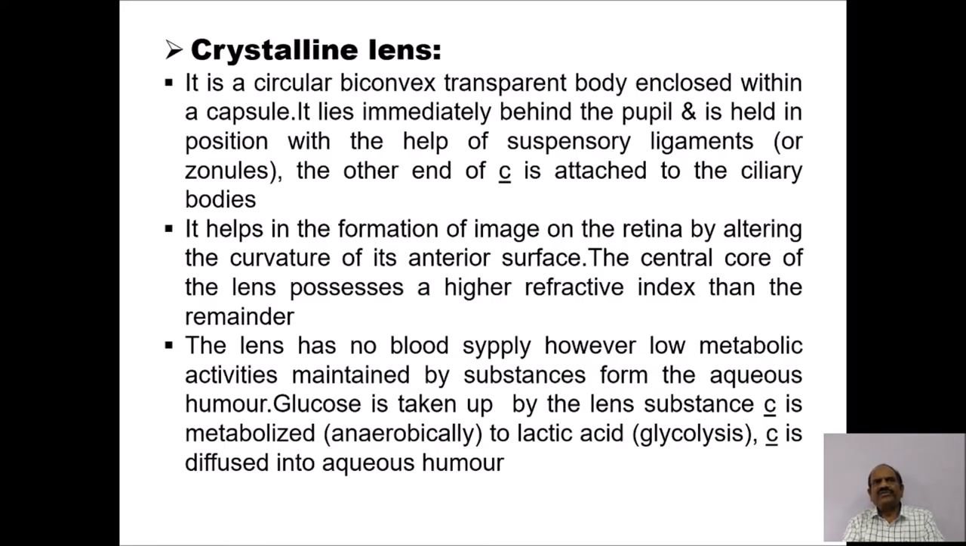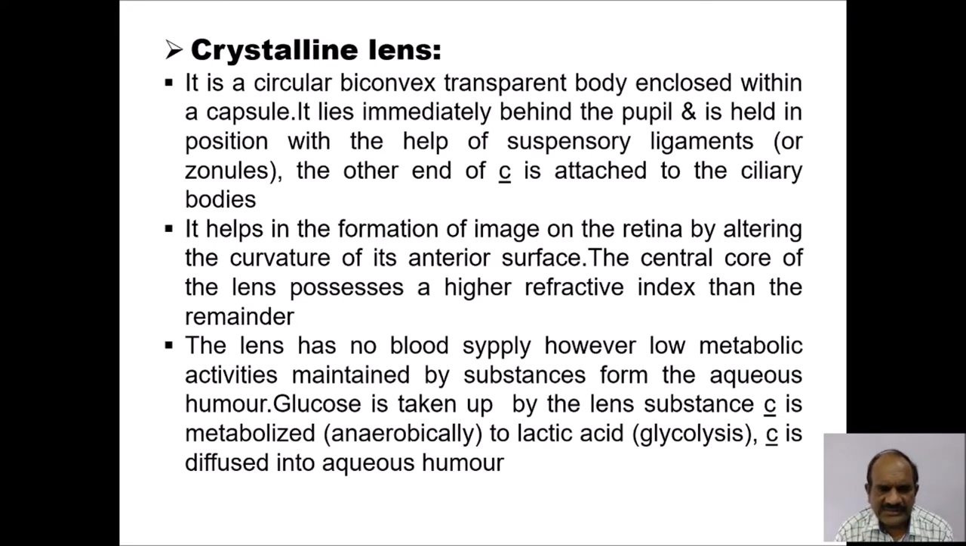Now, coming to the crystalline lens, it is a circular biconvex transparent body enclosed within a capsule. It lies immediately behind the pupil and is held in position with the help of suspensory ligaments, or what we call zonules. The other end of the lens is attached to the ciliary bodies. It helps in the formation of image on the retina by altering the curvature of its anterior surface. The central core of the lens possesses a higher refractive index than the remainder of the lens.